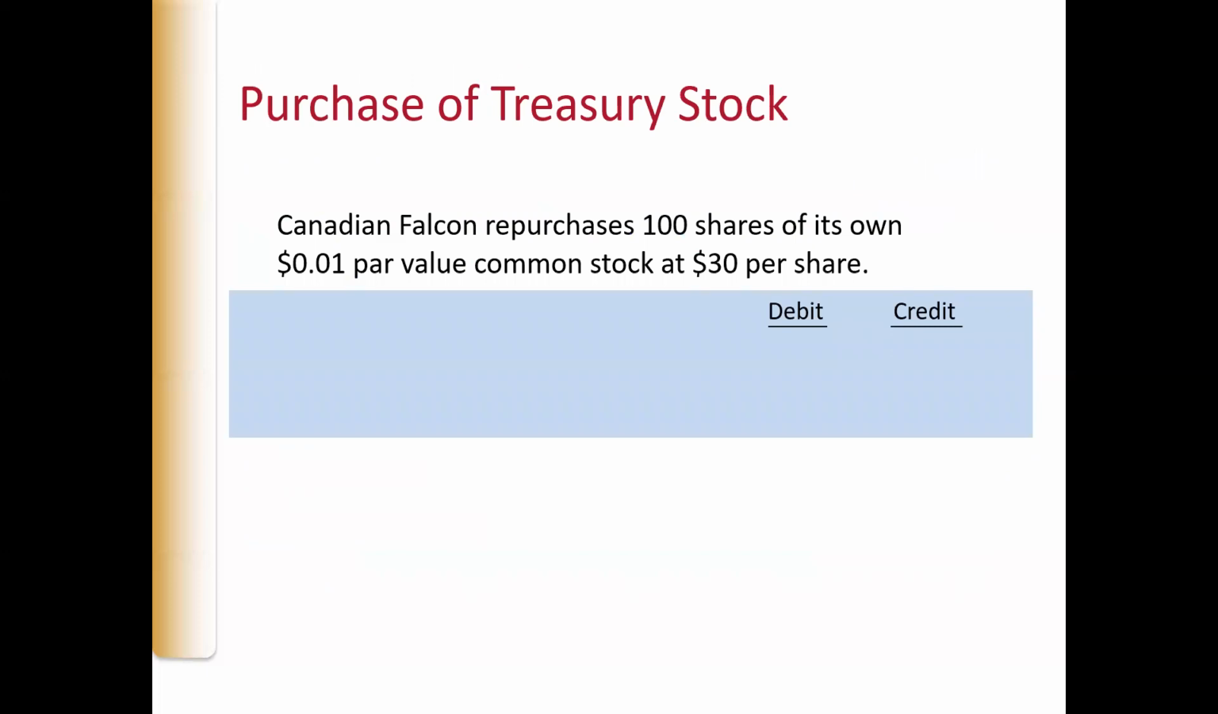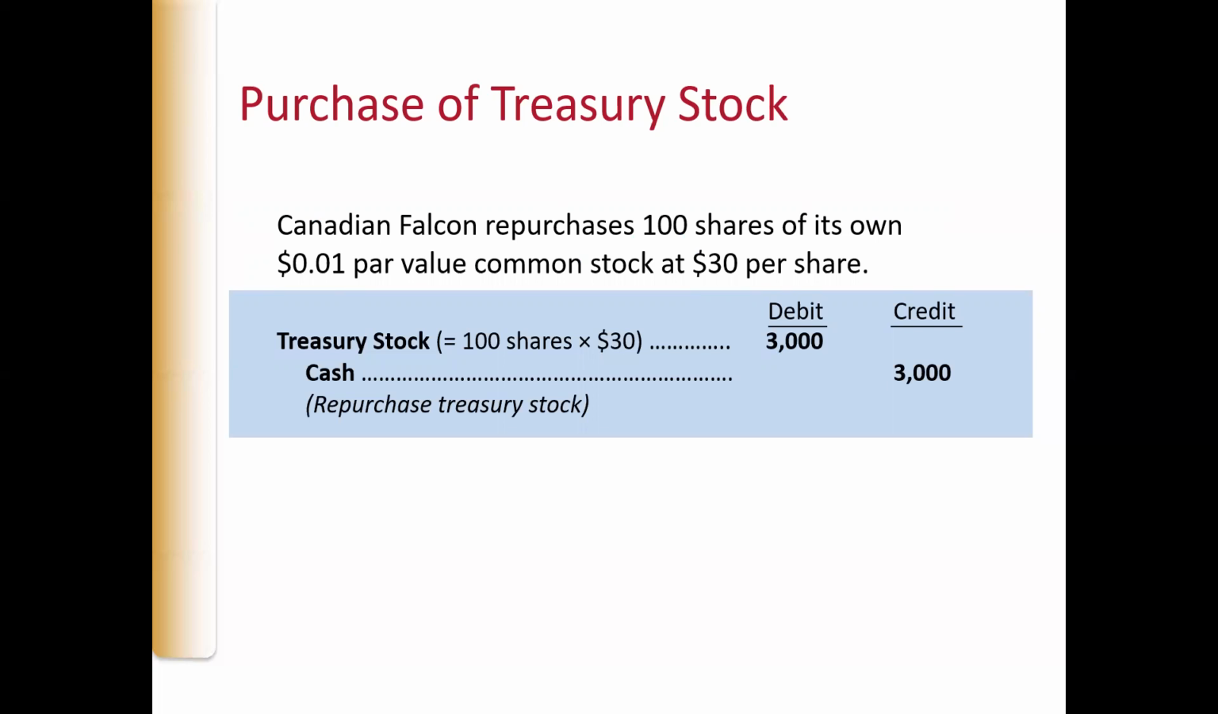So when a company purchases treasury stock, in this case, Canadian Falcon repurchases 100 shares of its own 1 cent par value common stock at $30 a share. We will debit our treasury stock for $3,000, and we will credit our cash for $3,000. So the debit is a contra account to treasury stock for $3,000. And of course, we need cash in order to do that.